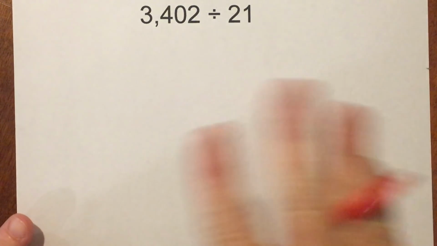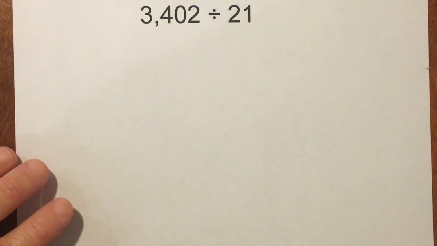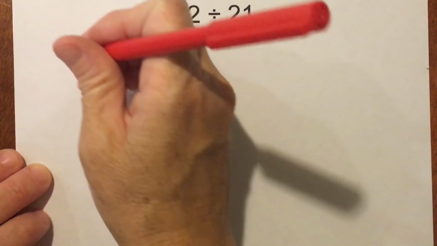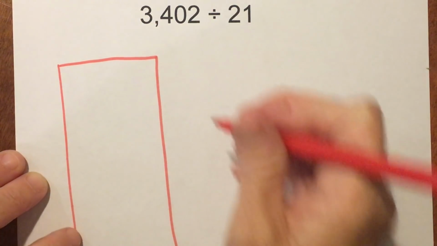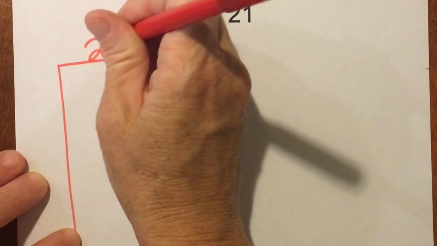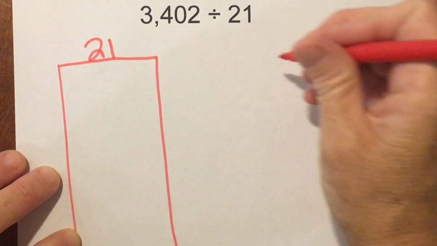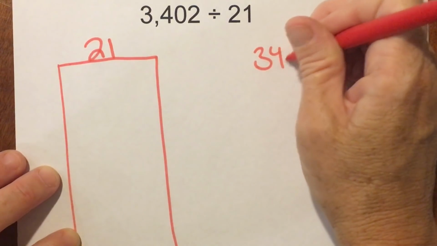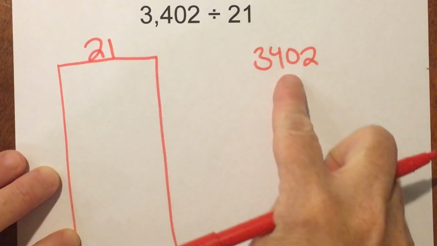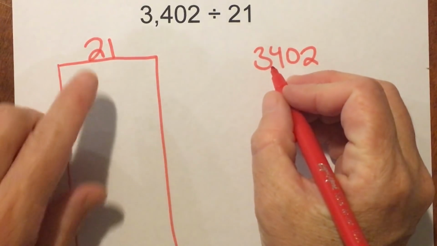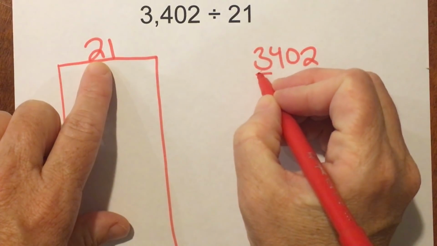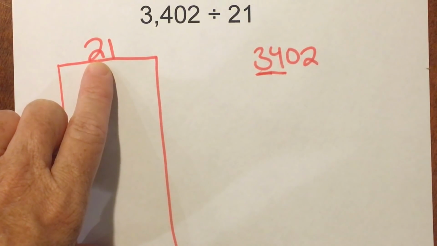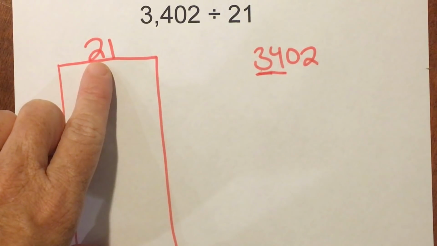Okay, so this time it's set up a little bit different. So my divisor, I'm going to put on top. So step 1 is I draw my box. Step 2 is I put my divisor on top. And then step 3 is I underline to say how many times it can go in. So let's see. Can 21 fit into 3? No. Can 21 fit into 34? Yes. This one I can figure out in my head.